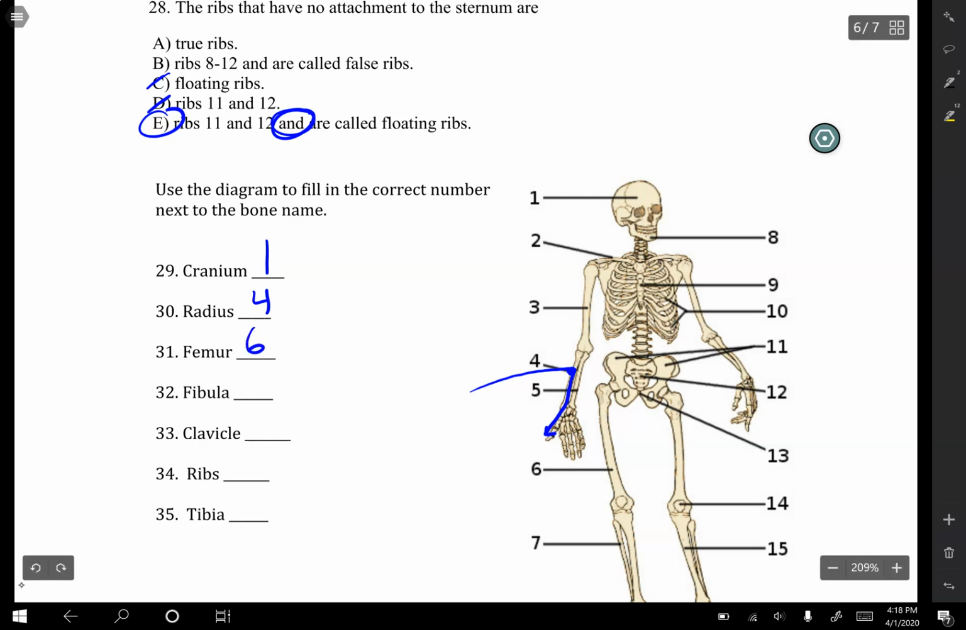That's 6. Your fibula is this little quitter kind of guy right in the back there, not the big one in your leg. 7. Clavicle is this guy right there. That's not part of your axial skeleton. Your ribs, I thought that was an easy one. 10, I almost never got that one right. And your tibia is this guy right there. That sort of looks like the letter T. So the bone labeling was good. Most people got full credit on that.